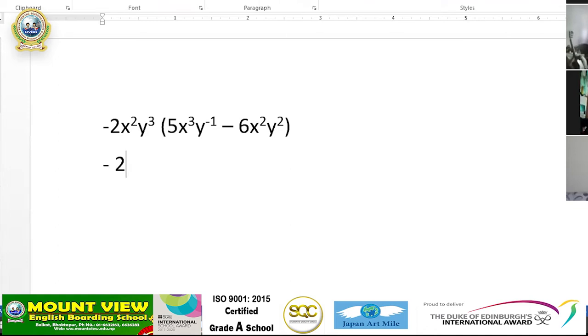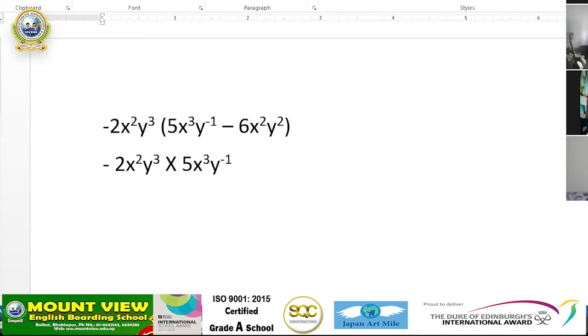So we have 2x square y cube will multiply 5x cube y to the power minus 1. Okay, this is the first multiplication. This is the first split. We have to split the whole bracket, just for the two terms.